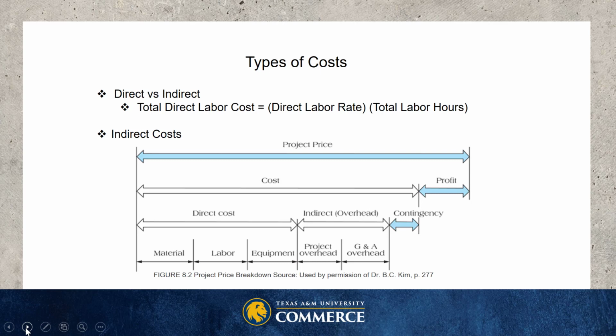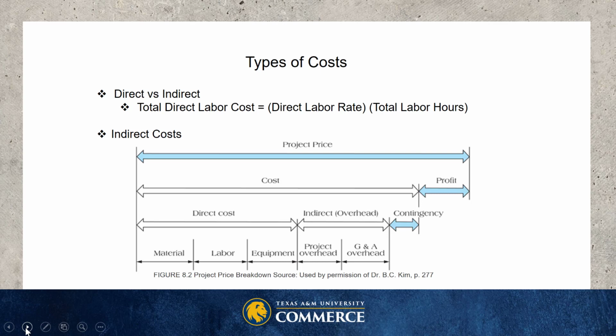In this slide, you can see that we're looking at direct versus indirect. Direct labor costs are those that are clearly assigned to the aspect of the project that generated the cost. So if we have a programmer who is spending all of their time on the project, then we would calculate the total direct labor cost, which would be the labor rate times the total labor hours. And that's easily attributable to a specific project.